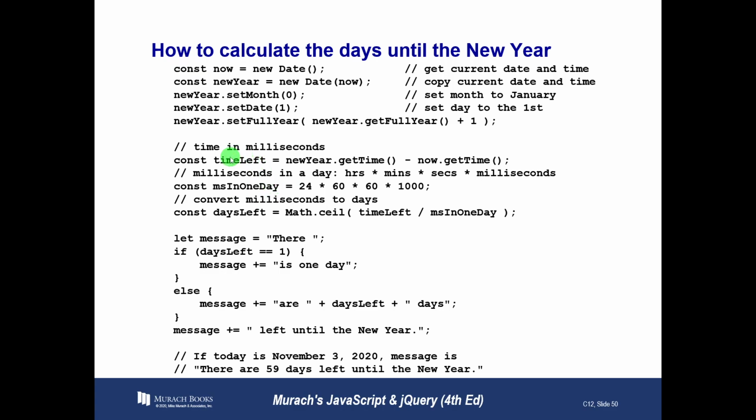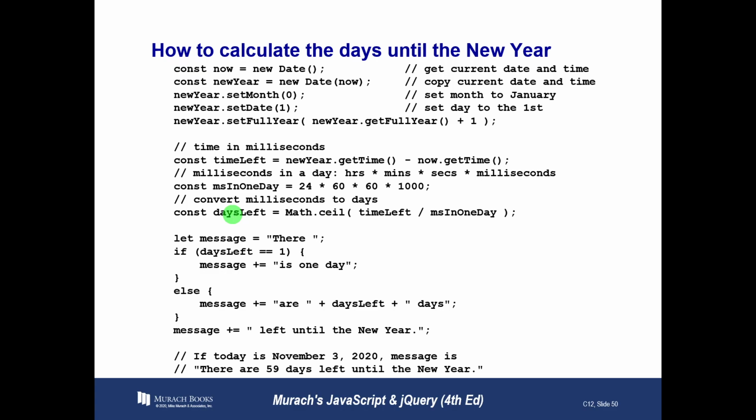So we can take this time left, which is how many milliseconds to the new year, divide it by how many milliseconds are in a day, which is what's happening right here. Then we're going to take math.ceiling of that to push it up to the next number, and we're going to say that's how many days are left.